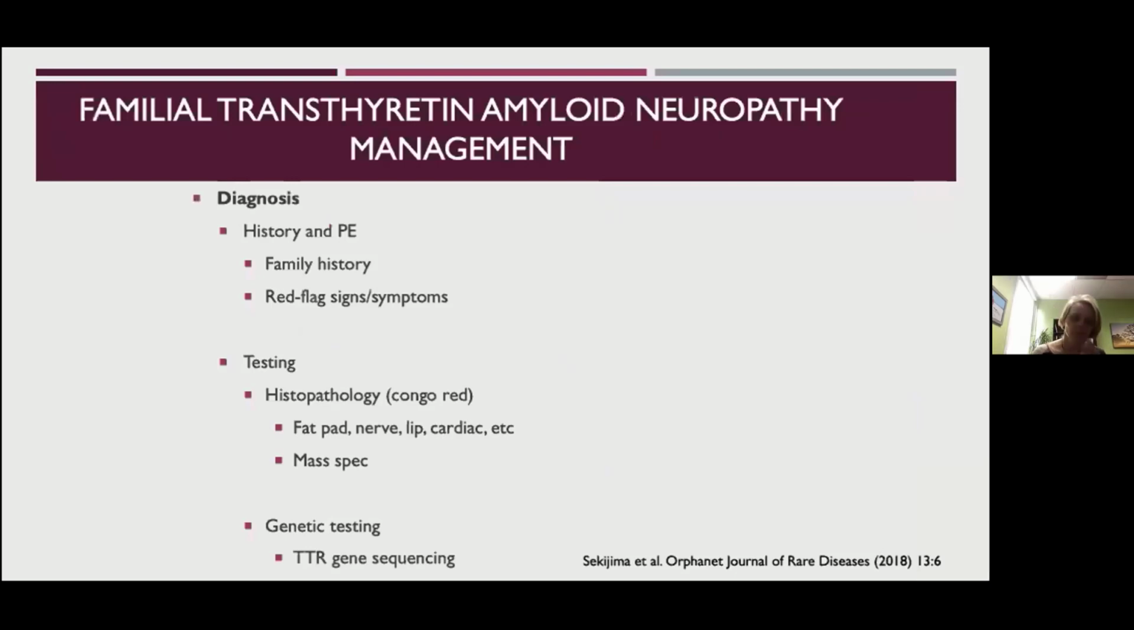We diagnose it by history and physical examination. We think of the red flag signs and symptoms. Testing is histopathology. We like to identify the amyloid in tissue, either by fat pad biopsy. Nerve biopsy is typically not taken. Other locations are lip and cardiac biopsy, and then we do mass spec, sending it to Mayo, and then patients require genetic testing.